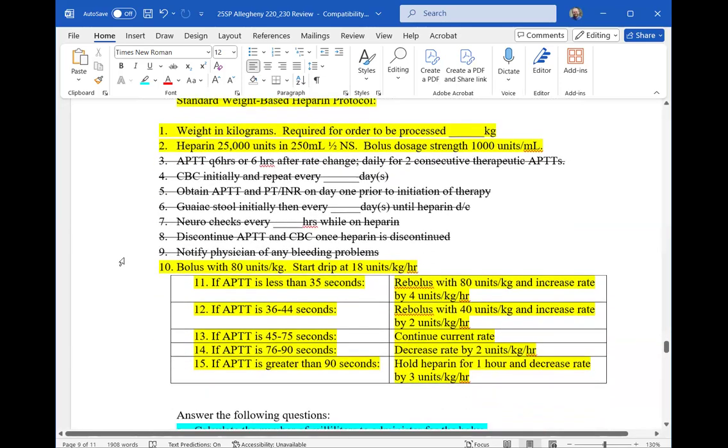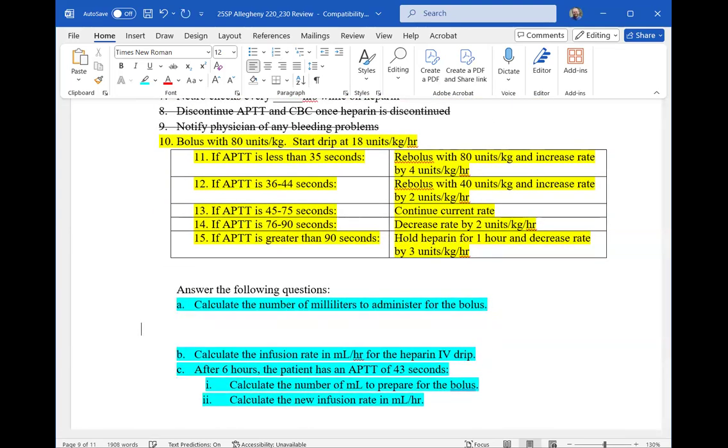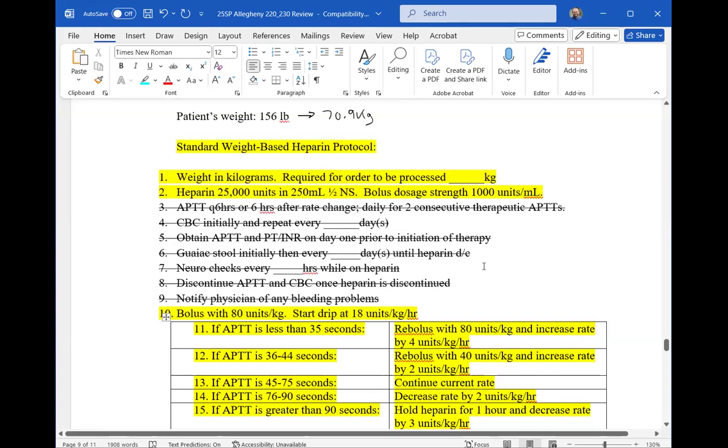So a couple things. The first thing it asks me to do is to calculate the number of milliliters to administer for the bolus. What is my bolus? What does my bolus state? My bolus states I need to take 80 units per kilogram, and my patient weight is 70.9.